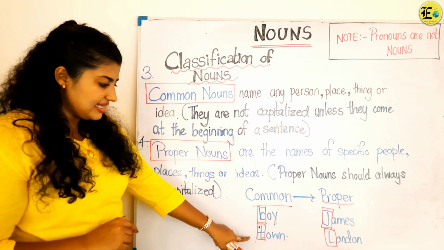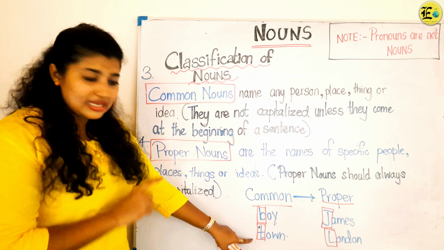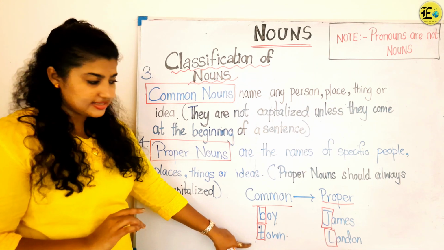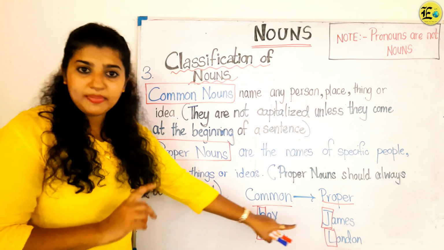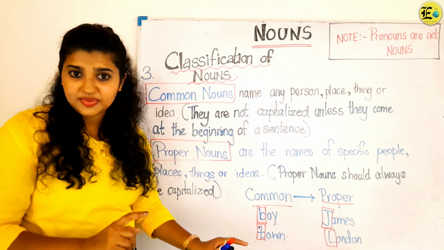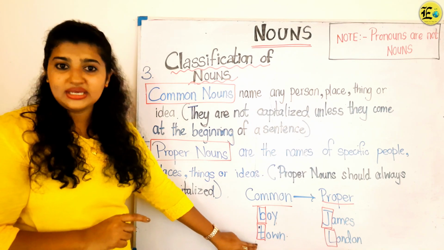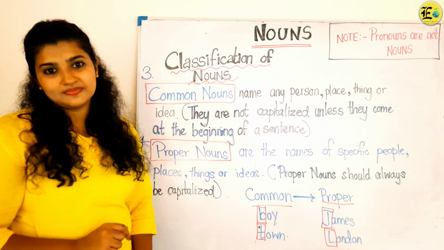Same way you take the next common noun, town. Here you can see town, the letter T is not capitalized, but the proper noun London is capitalized with L. That is because London is a specific place, whereas town is a common noun.